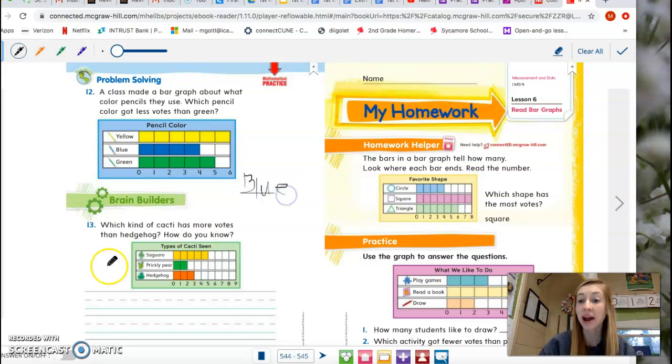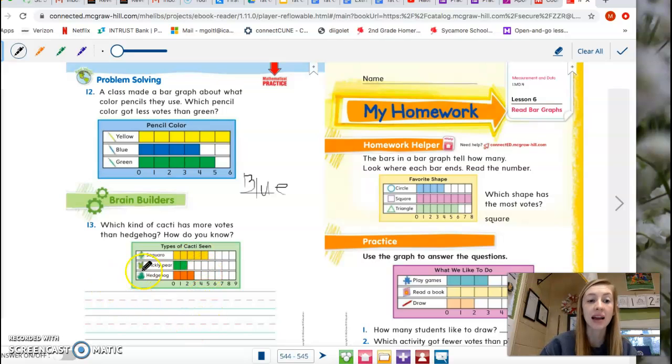That's tricky. All right, let's go to 13. Which kind of cacti, more than one cactus, you know this is my favorite, has more votes than a hedgehog? How do you know? Well, let's find hedgehog. There it is. Which one has more? Oh, this one, you're right, saguaro. How do we know that saguaro has more? You're right, it has more bars filled in.